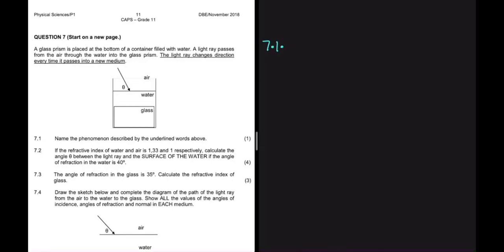So which phenomenon is described by the underlined words, right? The light ray changes direction every time it passes into a new medium. We know fully well that is refraction. A light ray changes direction every time it passes through a new medium.